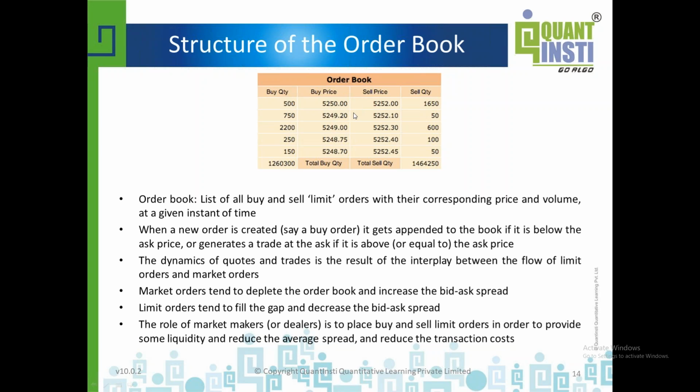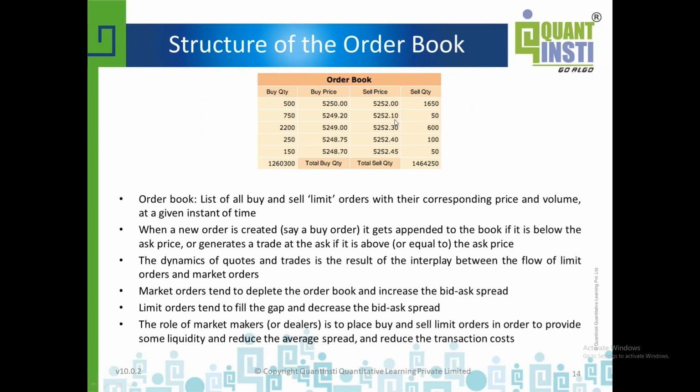But my opinion, and this is only my opinion, is different. A lot of people think that if a trade happens at 5252, that is a fair price. So they think the last traded price is the fair price, or the average of the best bid and best ask, or a weighted average. So 5250 into the buy quantity plus 5252 into the sell quantity, divided by the buy plus sell quantity. The weighted average is the fair price, right?